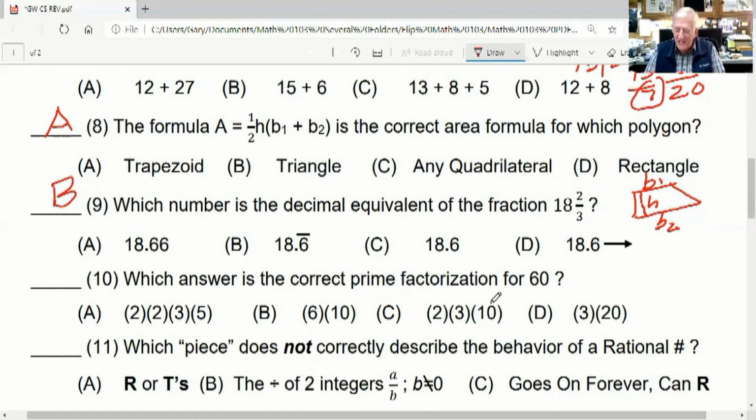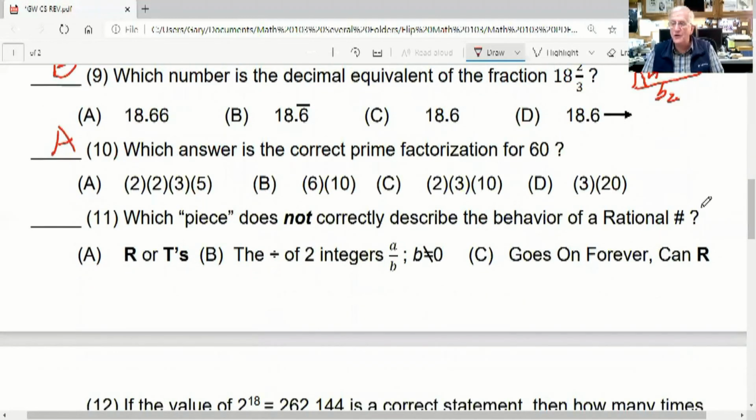If you look at choice C, it can't be that because 10 is not a prime number. If you look at choice B, both 6 and 10 aren't prime numbers. So that can't be the correct prime factorization. But you can see 2 times 2 times 3 times 5 is all prime numbers. And if you multiply them, you do get 60. So the correct answer here is A. Okay, which piece does not correctly describe the behavior of a rational number?